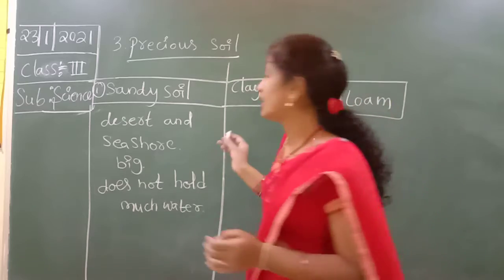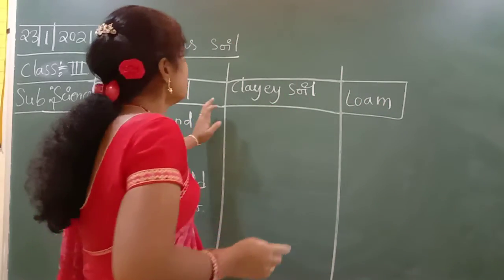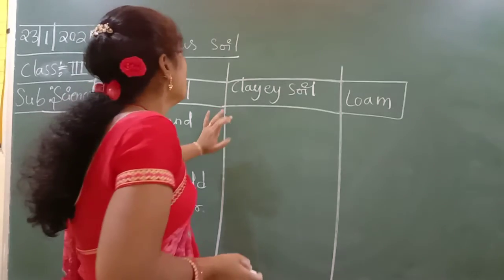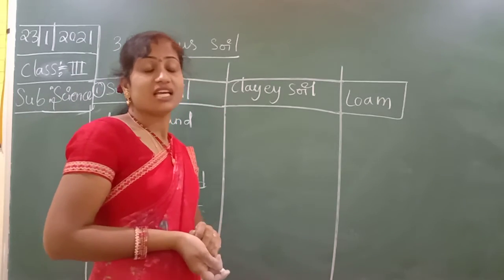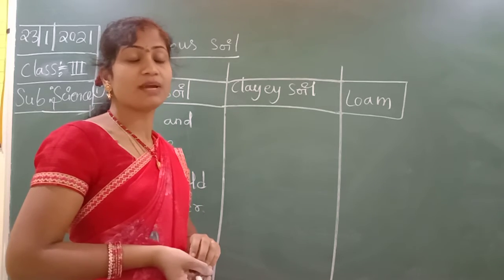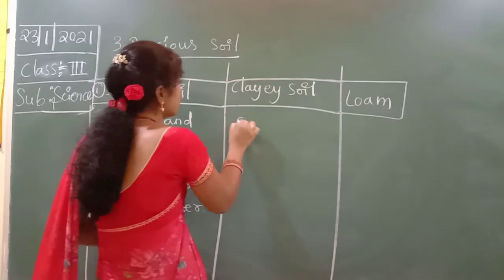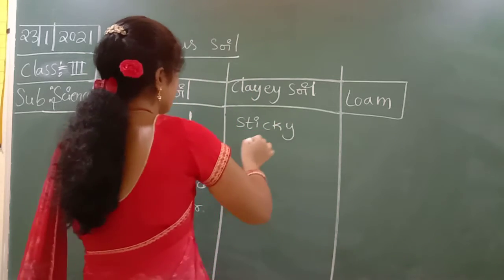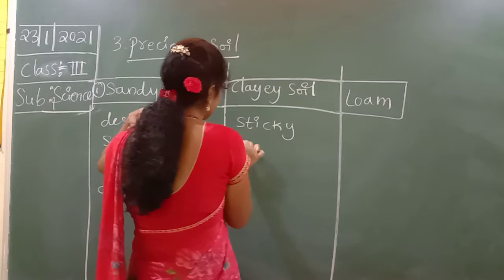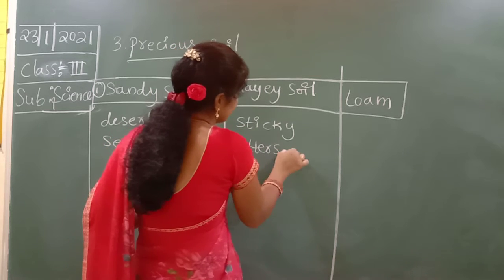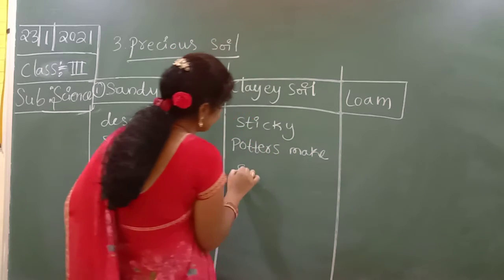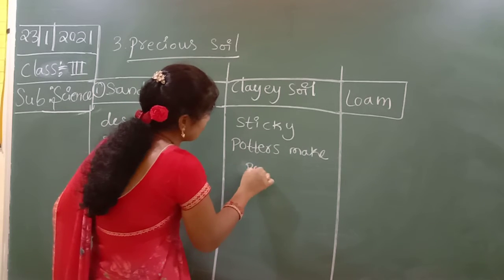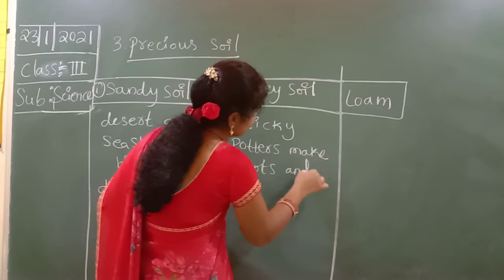Next, clay soil. Clay soil is very sticky. That's why potters mostly use it to make pots and toys. Clay soil is sticky. Mostly potters make pots and toys.